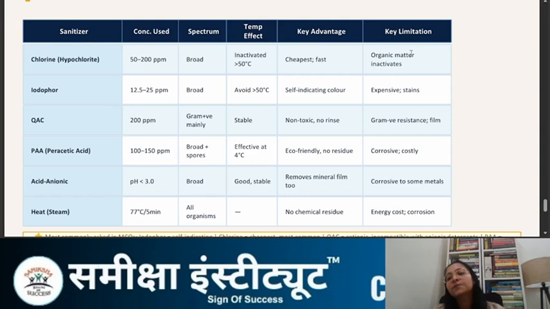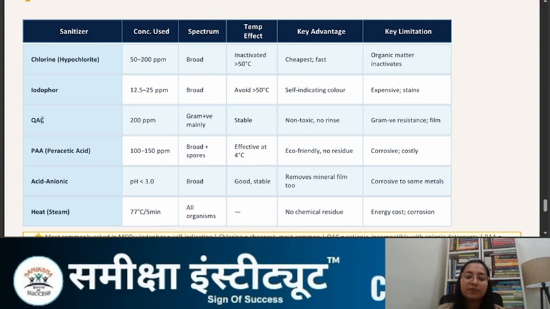Then it also leads to organic matter inactivation. It gets inactivated in the presence of organic matter. This is the key limitation. Next, coming to the iodophores. So 12.5 to 25 ppm is being used. It is also broad spectrum in nature, but we need to avoid the 50 degrees Celsius temperature. It is self-indicating in color. It gets pale in color once it gets exhausted. It is expensive and sometimes also leads to stains because it is staining and coloring in nature.